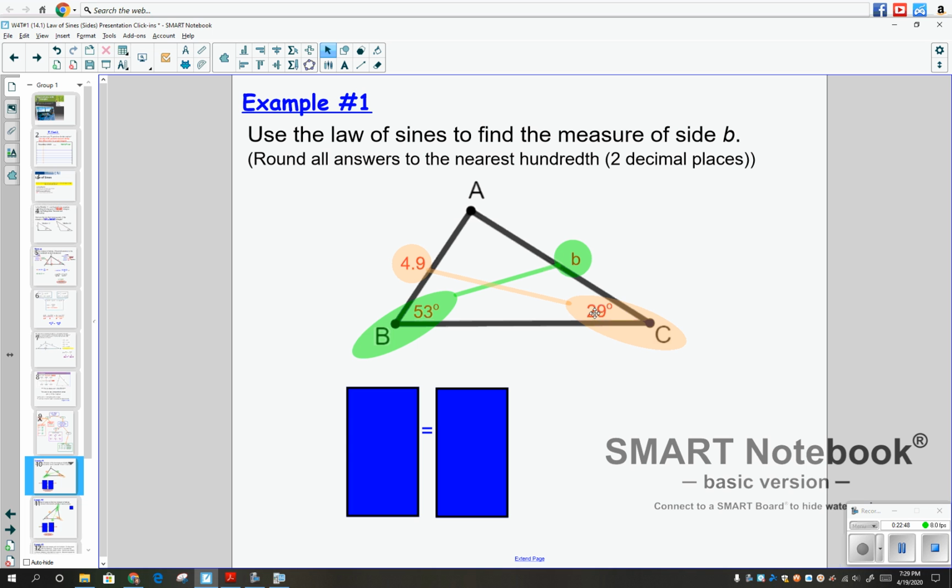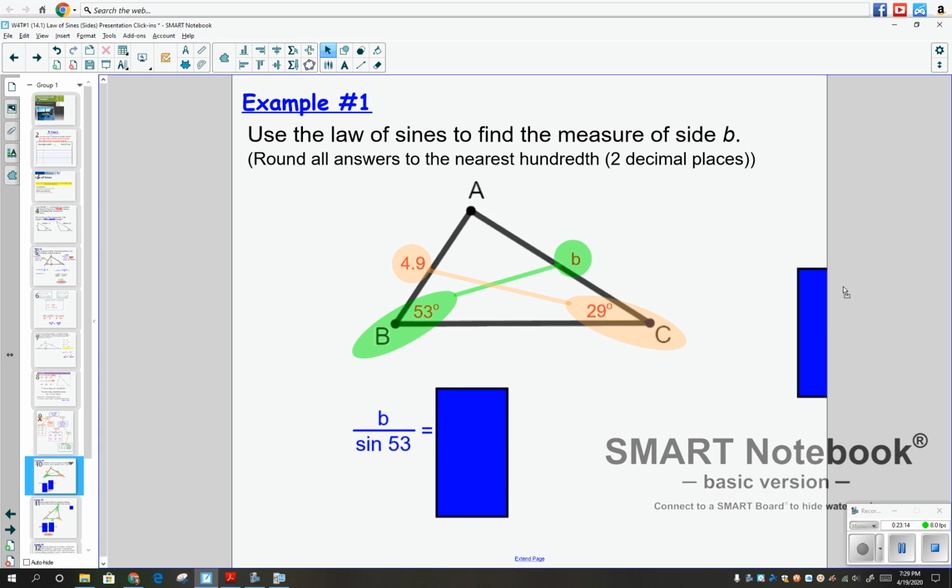Law of sines is ratios. And I'm going to use the one that involves the sides on top. I'm going to take a side, and I'm always going to start out with the side I want to find the measure of. So I'm going to write a ratio where it's what? B over what? It's going to be the side measure over sine of the angle opposite of it. So it'll be B over sine of 53.